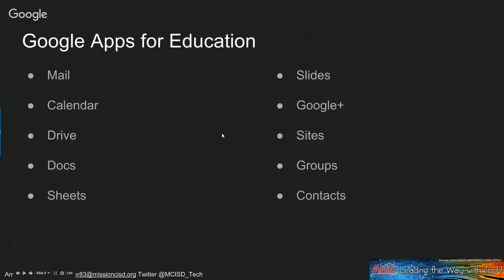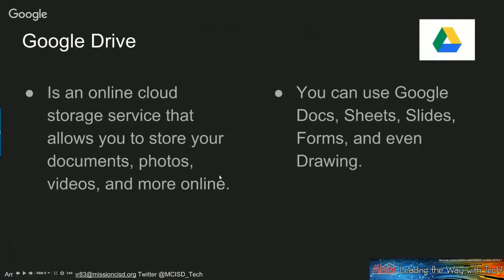So, the first thing that we're going to talk about is Google Drive. Google Drive is an online cloud storage service that allows you to store your documents, photos, videos, and more online. You can use Google Docs, Sheets, Slides, Forms, and even drawings while you're online. One of the great things about Google Drive is it's very similar to Dropbox, except in Google Drive, you have the opportunity to create documents or spreadsheets straight from Google Drive as well.